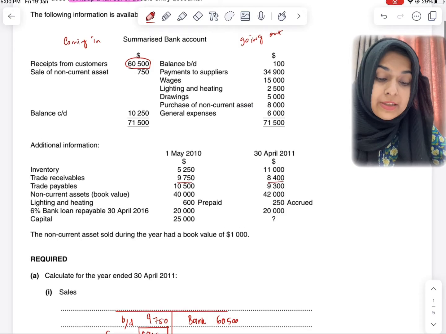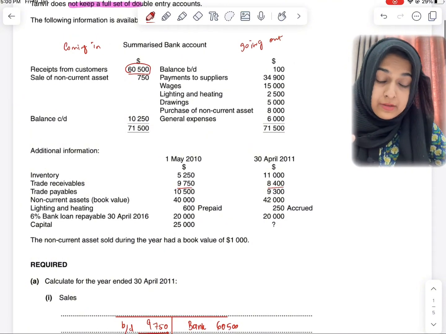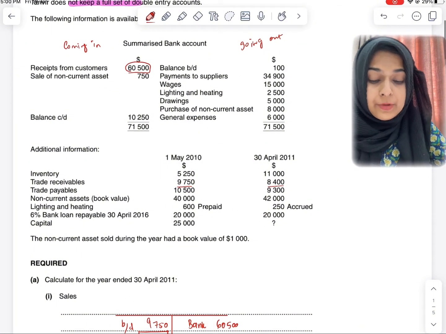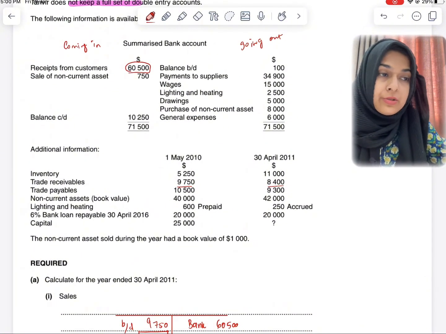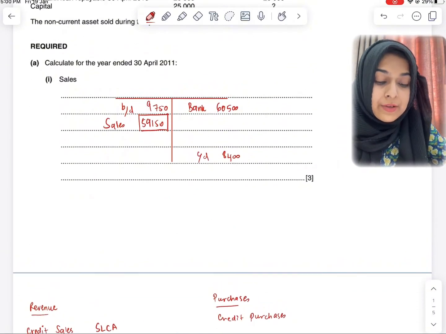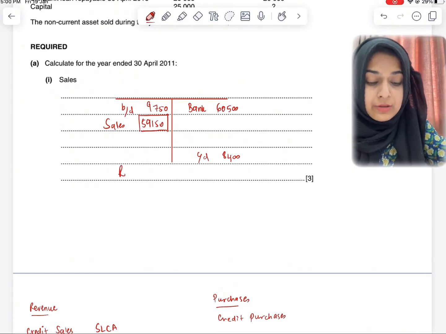So if the cash sales were directly paid into the bank, you would find them on the debit side of the bank account. So there's no cash sales. You just have receipts from customers, which are basically your trade receivables, what they paid you. So we just have revenue here in the form of credit sales, which is 59,500.